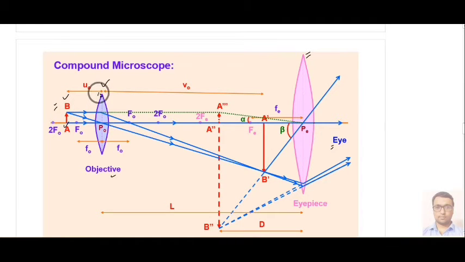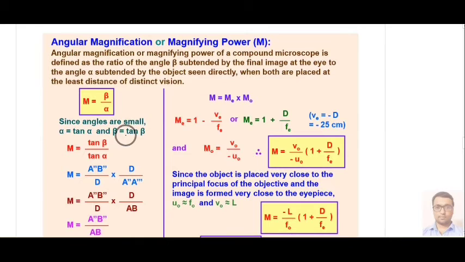First of all, the image of AB formed by the convex lens will be at this point, that is A'B'. Then this A'B' will act as an object for the second lens, the eye lens, and this eye lens will make its image A''B''. Okay, then here we can determine the magnification, or you can say angular magnification.